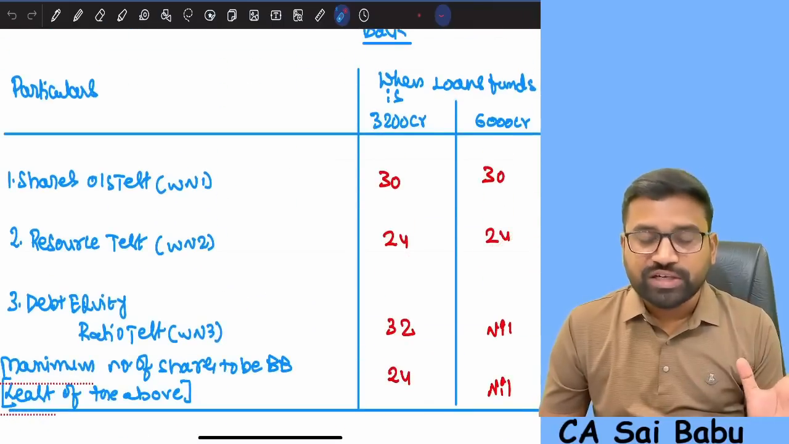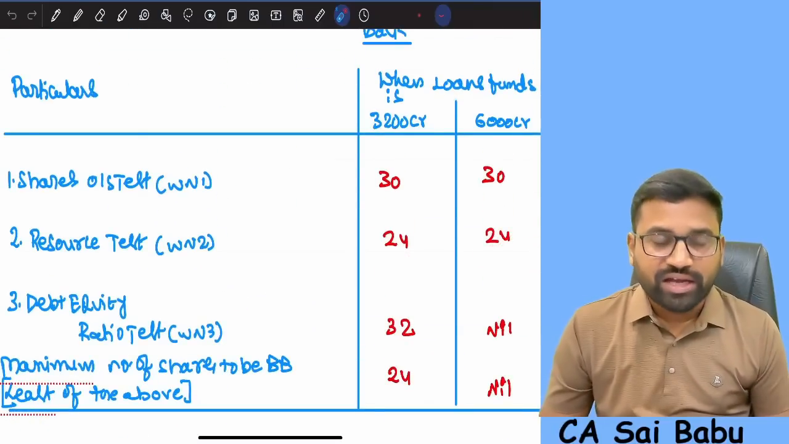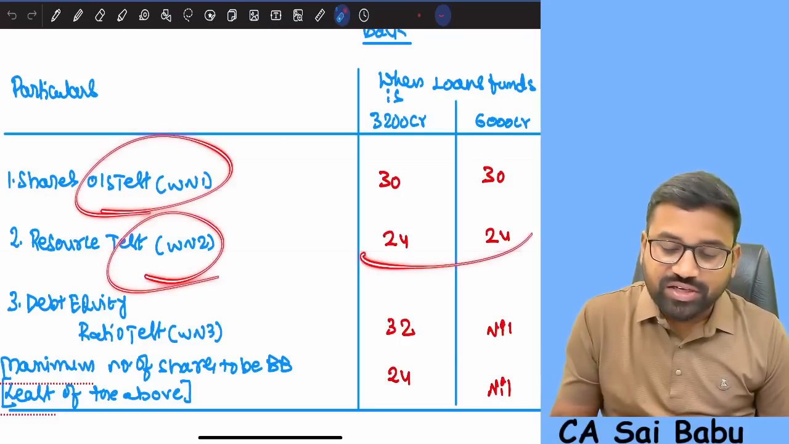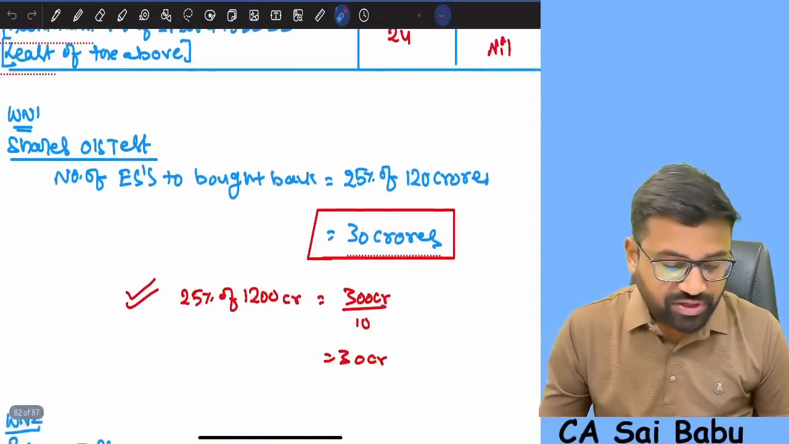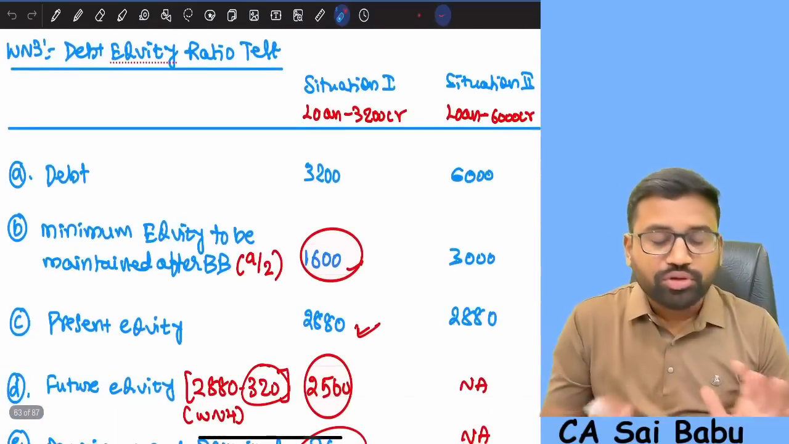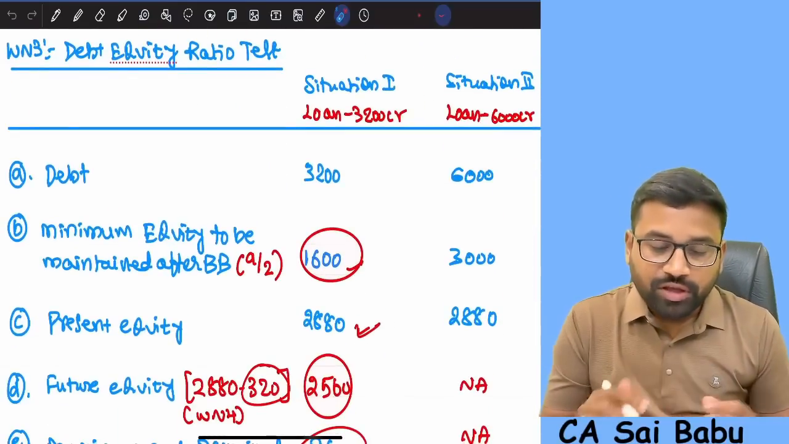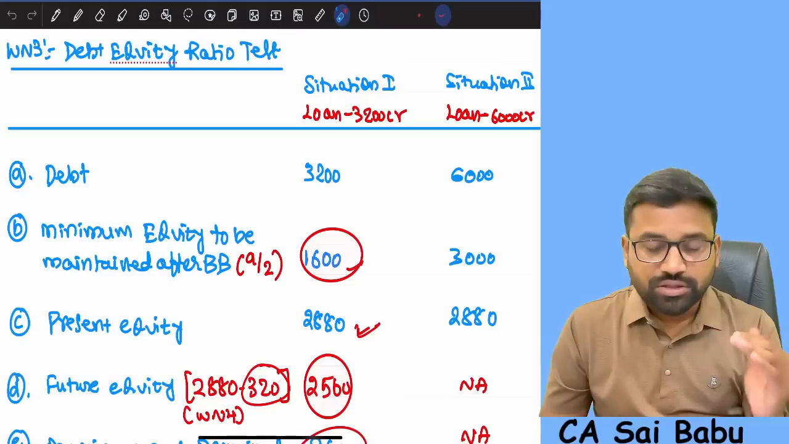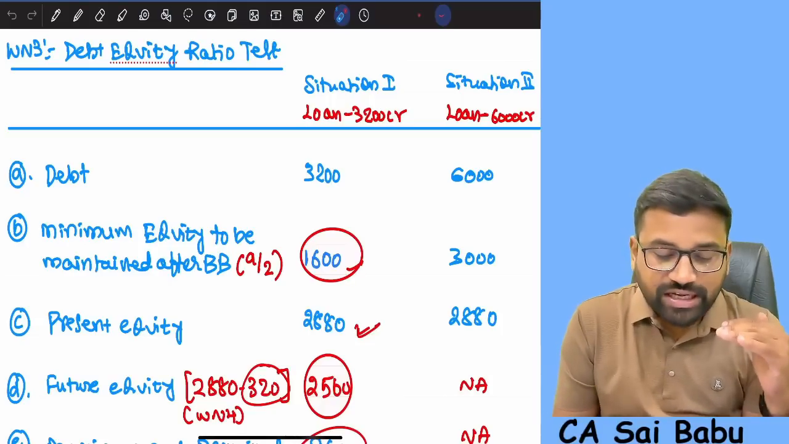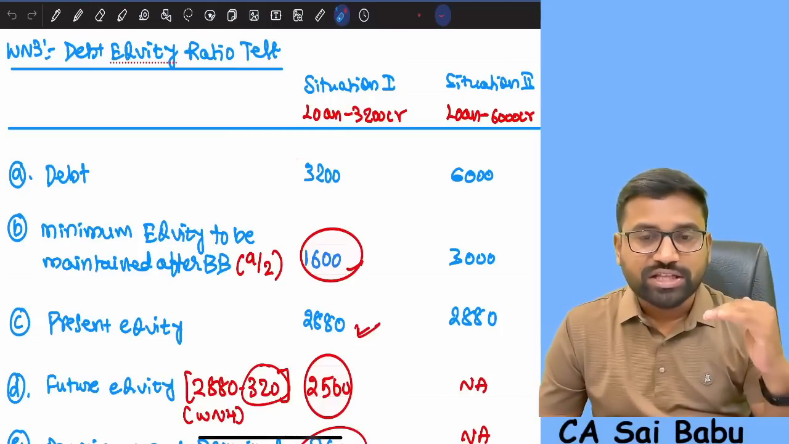Irrespective of your loan fund, sir, the number of shares to be bought back as per the outstanding test and resource test will be the same. And the last one is the debt equity ratio test, which is very, very important. Now come to the debt equity ratio test, sir. If your loan funds are 3,200, first the debt is 3,200, sir. Loan is nothing but debt.